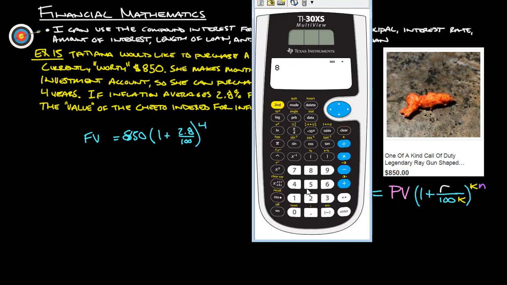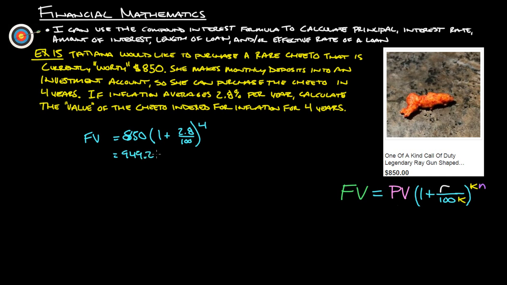So we got 850 times 1 plus, well, 2.8 divided by 100 is 0.028, right? Because we just moved the decimal over 2 spots, right? Close that off, take it to the 4th power, and we get that she's going to need to have about $950, $949.27. Okay, so that's how much she's going to need for that Cheeto in 4 years. Of course, if it's still available for 4 years.